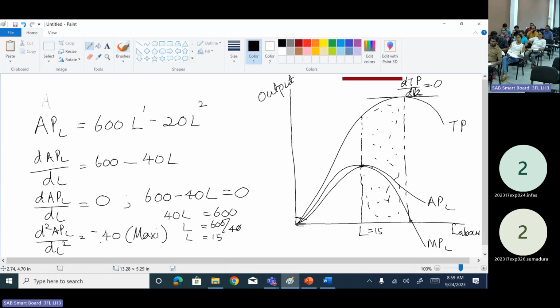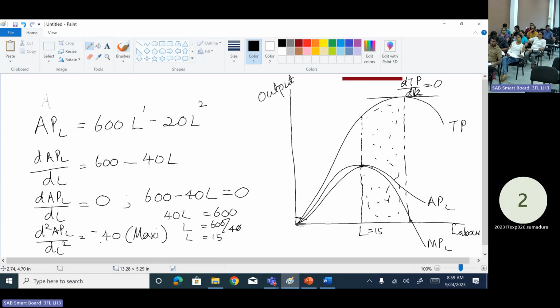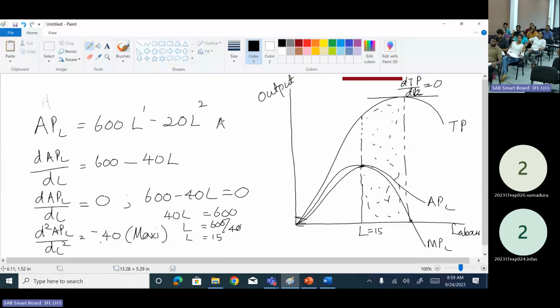Now we can take the total productivity, right? If you know the average productivity, you can obtain the total productivity function. Average productivity means total productivity divided by L, right? So using cross multiplication, total productivity is average productivity into labor. Multiplying these equations by labor, you can take total production.